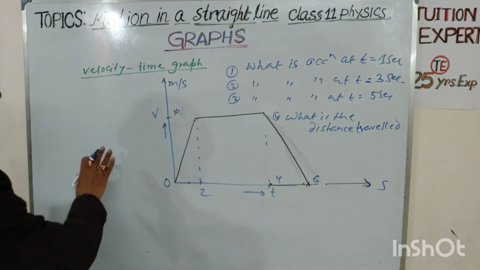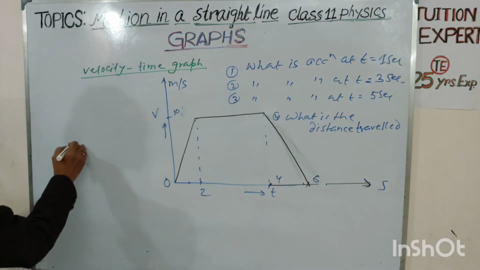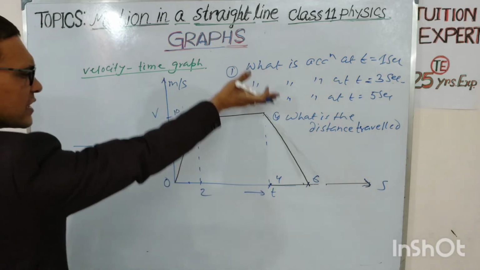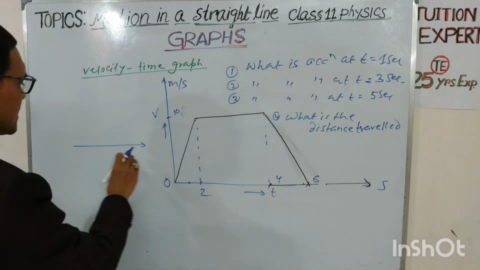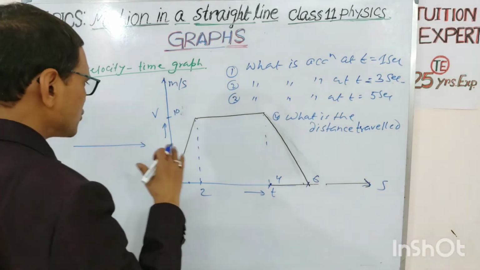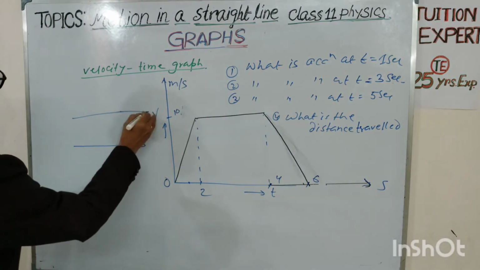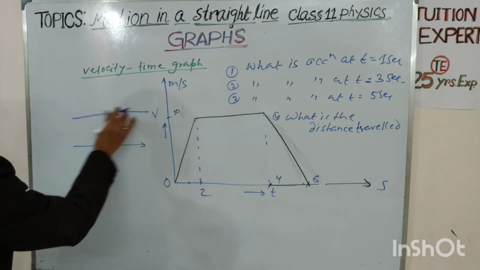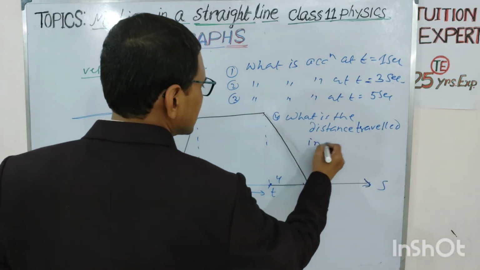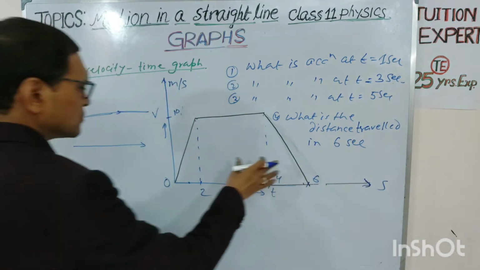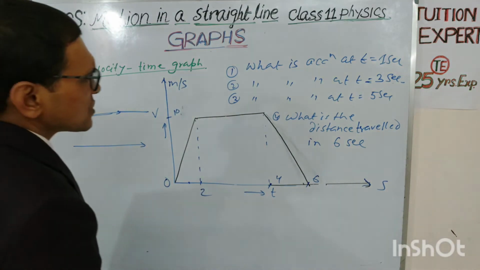It is upward motion, so the motion is unidirectional, but the velocity from here decreases. If the curve drawn is upward, then we denote that the direction of the velocity remains the same, but the magnitude of the velocity may decrease or increase. So velocity decreases, but direction remains the same. Okay, what is the distance traveled? In 6 seconds, or you may ask the distance traveled up to 5 seconds. So these are the questions.